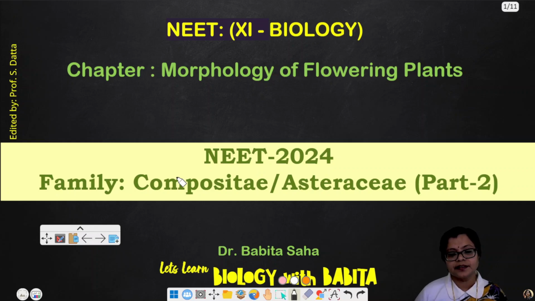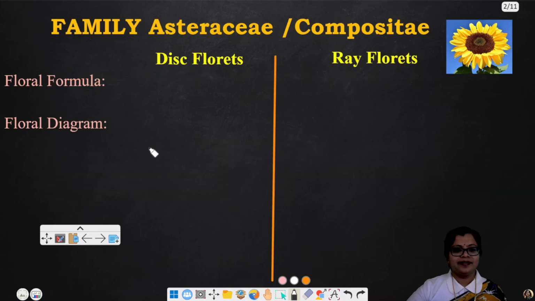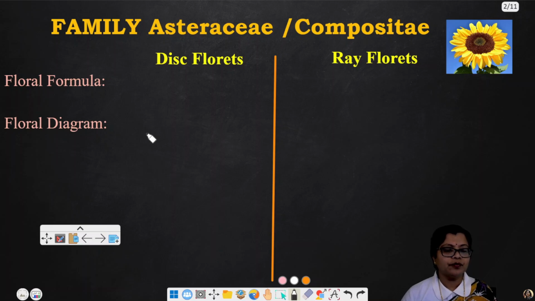Today we will be discussing the second part. So let's dive into the topic. In our last video, we discussed up to floral formula, fruits, and the seed. So today we will learn the floral diagram, how to draw the floral diagram. So first, the floral formula.